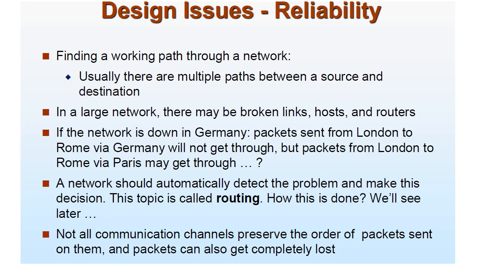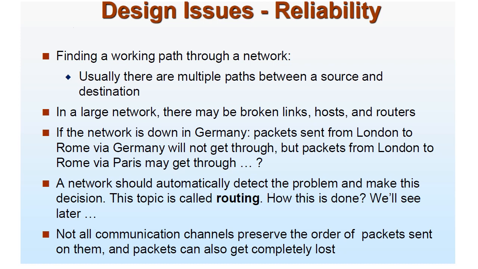The next issue is reliability. What is reliability? When the data is sent from one place to another place, it may use multiple paths between source and destination. If it is a very big network, it has to be divided into links, hosts and routers. Links are nothing but how the nodes are connected, a host is the machine involved in the transmission, and the router is going to identify the path.